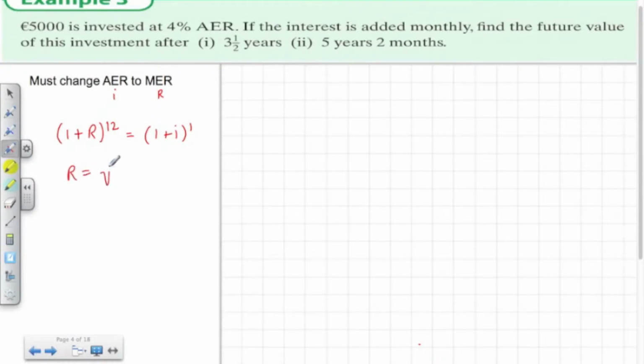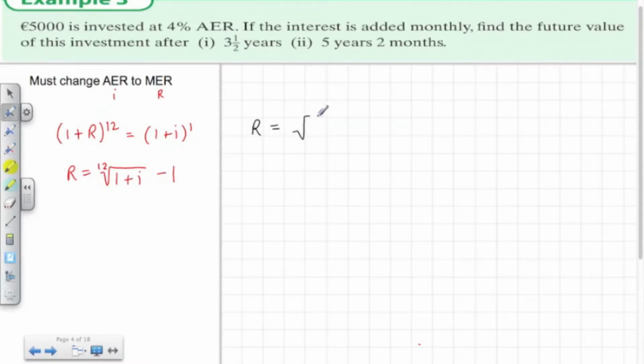Changing the subject of the formula, if we get the 12th root and take 1 from both sides, we have that the 12th root of 1 plus I, minus 1, is equal to R, the monthly equivalent rate. This formula should really be learned off by heart because it's very common in questions.